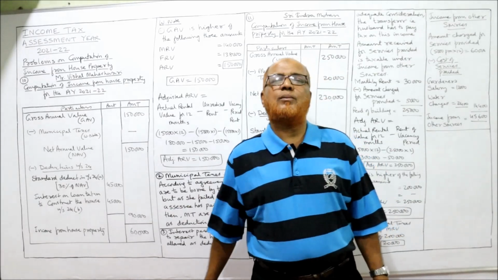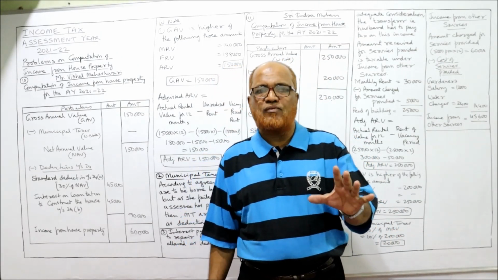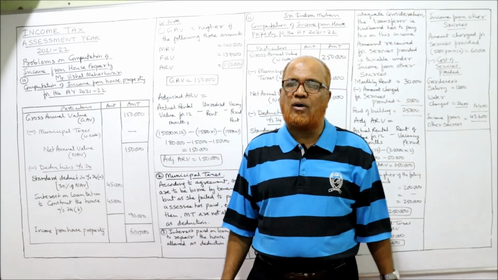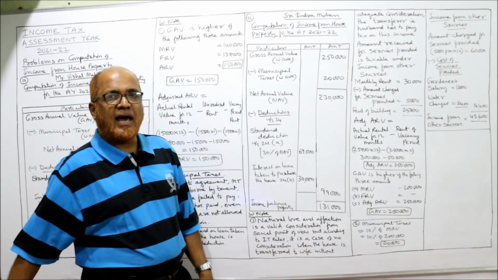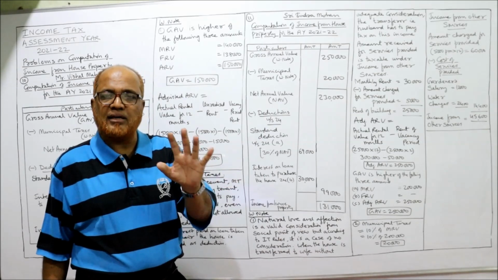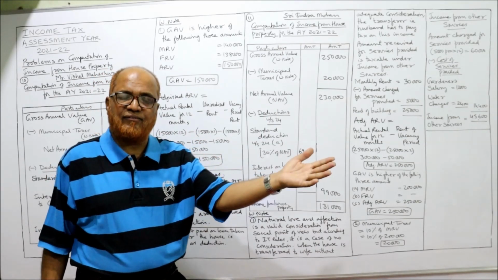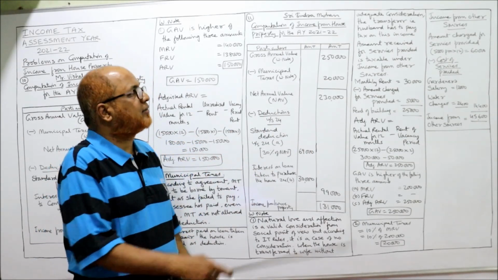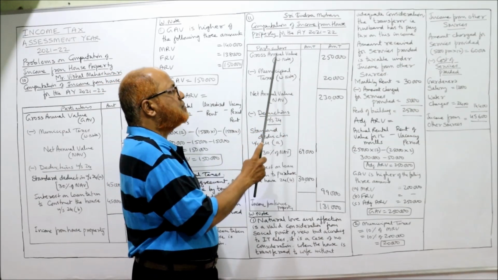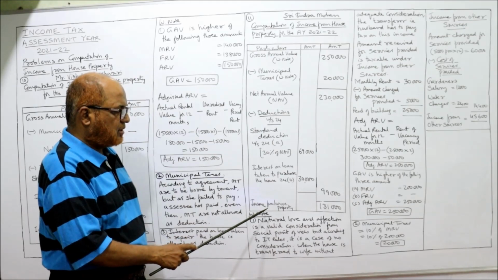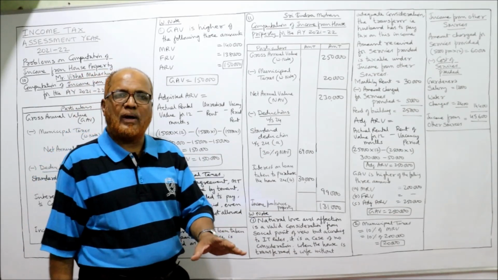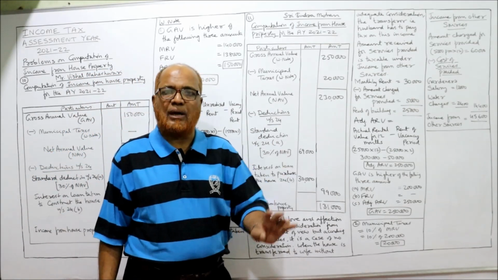That's it. All the points I have explained. First of all, we draw the format of computation. Here, Sri Indra Mohan is the deemed owner, right? The property is in the name of the wife, but he is liable to pay the tax. Computation of income from house property for the assessment year: annual value, less municipal taxes, NAV, deductions, then income. Now, one by one, working notes, we'll find out the amounts.